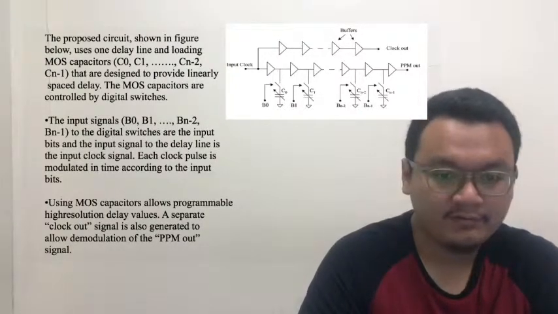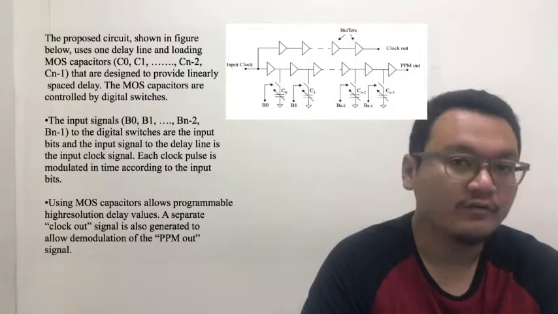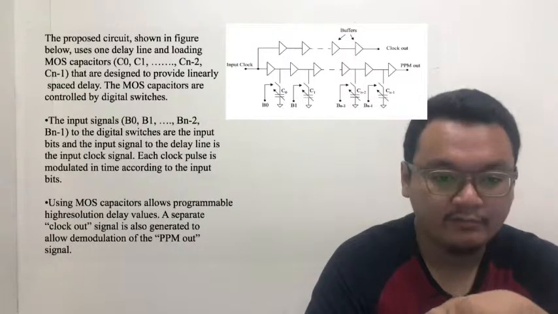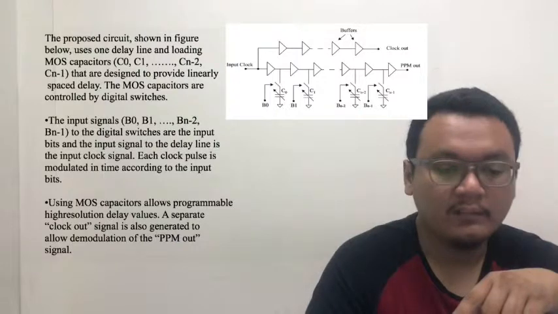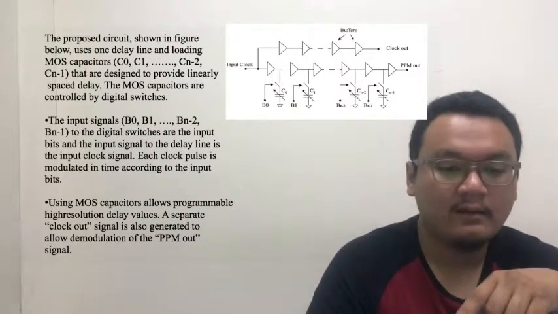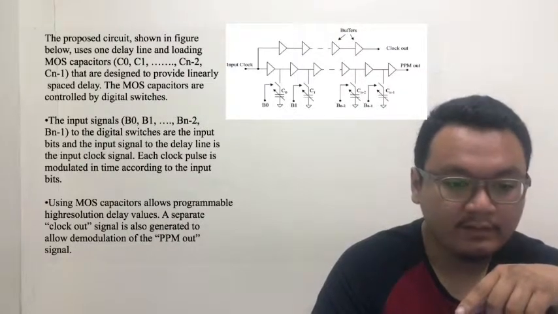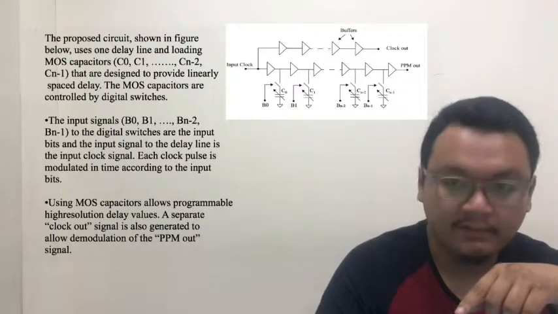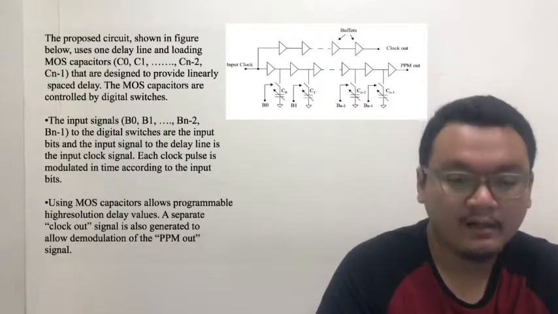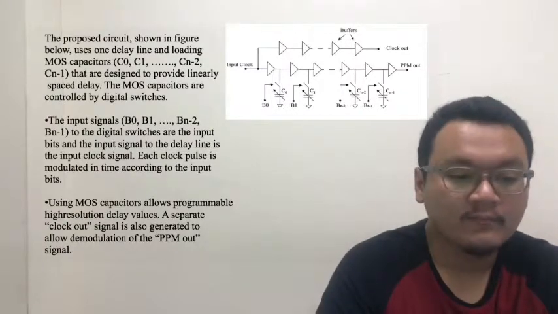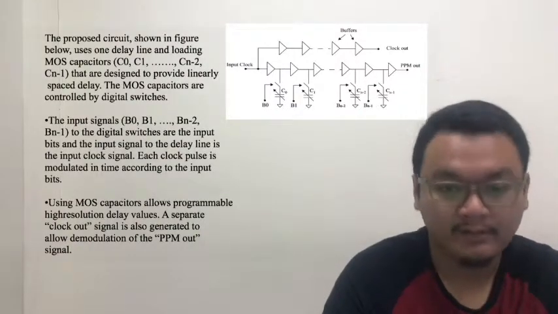The MOS capacitors are controlled by digital switches. The input signals to the digital switches, which are B0, B1 until Bn-2 and Bn-1, are the input bits, and the input signal to the delay line is the input clock signal. Each clock pulse is modulated in time according to the input bits. Using MOS capacitors, as you can see from the diagram, allows programmable high resolution delay values. A separate clock out signal is also generated to allow the demodulation of the PPM out signal.